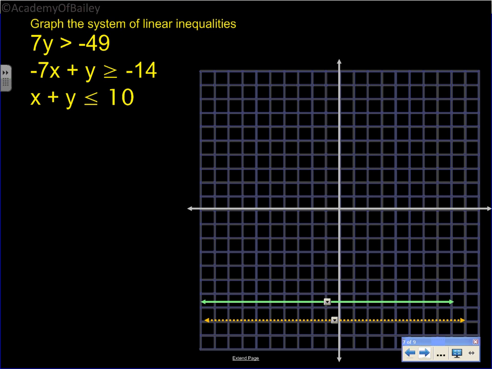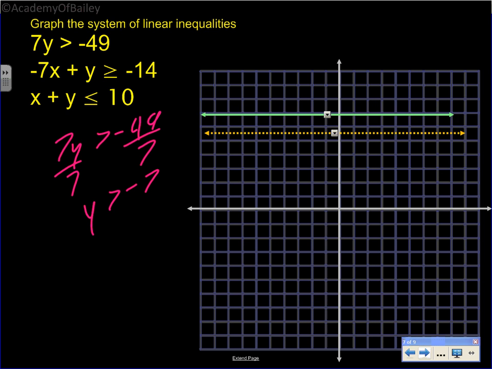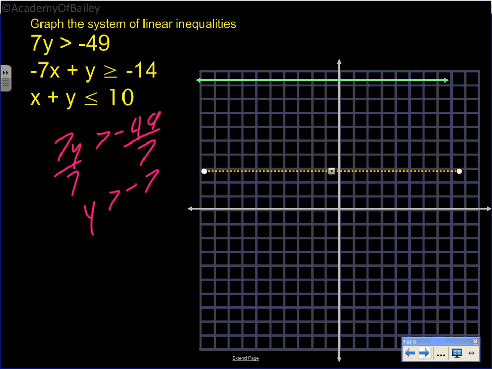Okay. So the top one, 7y is greater than -49. Get y by itself because it's the only variable in the problem. So y is greater than -7. So we graph that. That's going to be a dashed line at -7. So horizontal line that crosses the y-axis at -7. So -1, -2, -3, -4, 5, 6, and 7. So there's -7. So it says y is greater than -7.